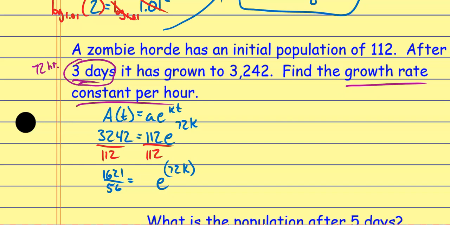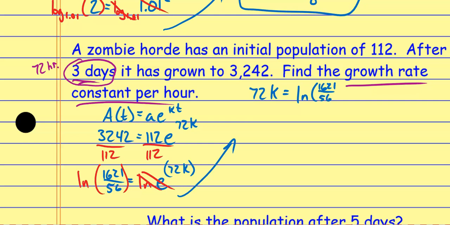Again, this is in parentheses, but now I have e raised to a power, so I need a logarithm of base e in order to cancel this out. Well, that's the natural logarithm. So to cancel out e raised to a power, I do log base e, which is the natural logarithm this time. Whatever I do to one side, I have to do to the other side. Okay? Here, log base e and e cancel out, so I'm just left with the 72. Over here, I literally have the natural log of 1621 over 56.